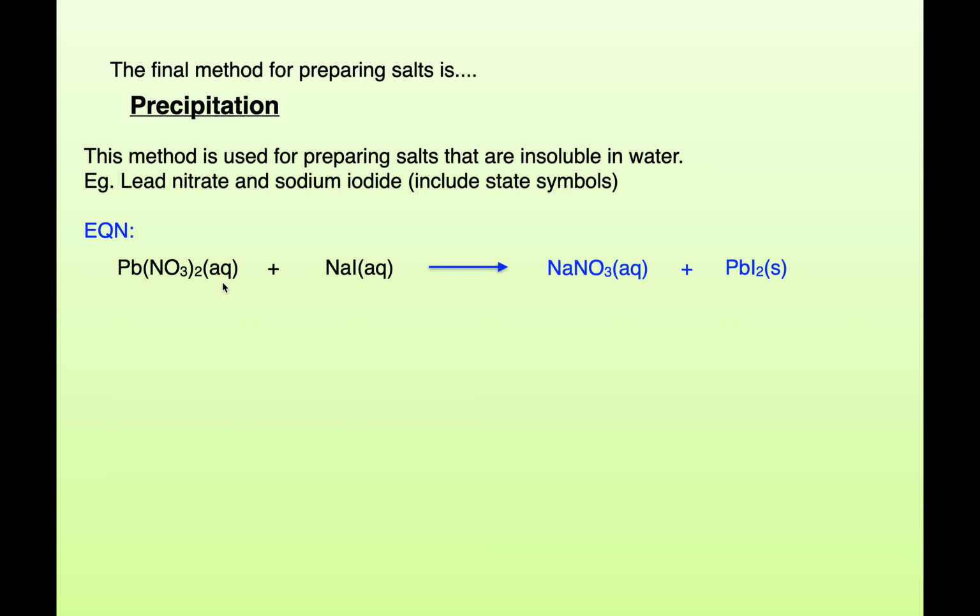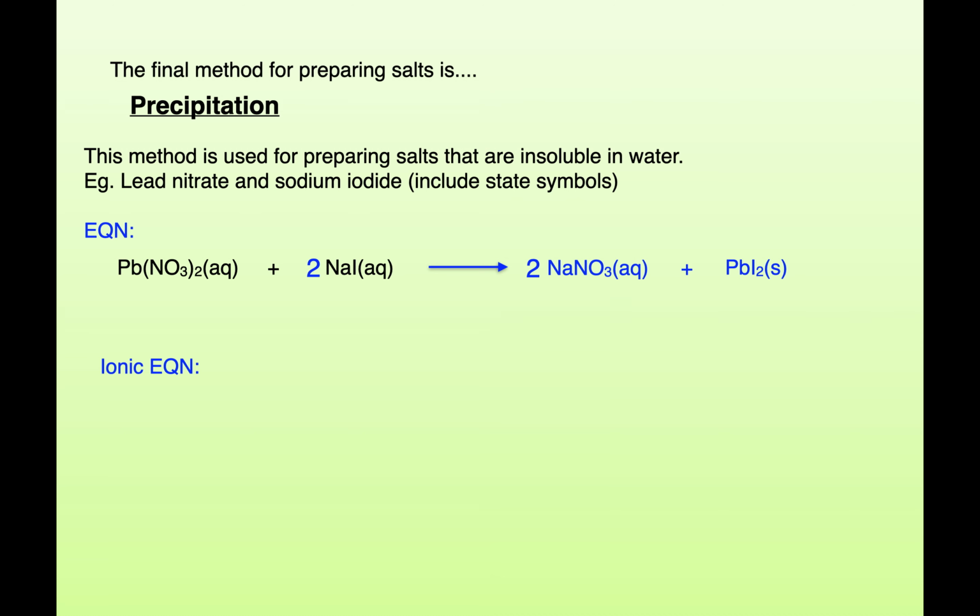We'll need to balance this, won't we? So let's have a look. What have we got here? We've got two I's here, haven't we? So a 2 in front of there is going to sort the I problem out. Now we've got two sodiums, so a 2 in front of there is going to solve the sodium problem. And there you go. Right, so we would do that, we'd mix the two solutions, a precipitate is formed.